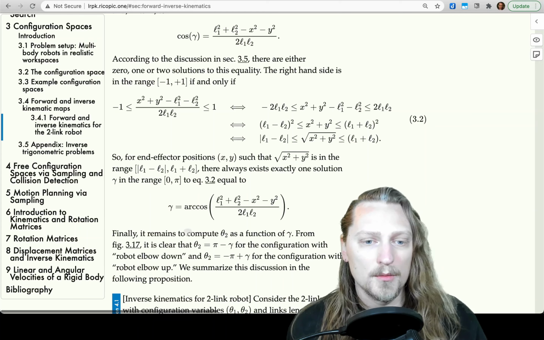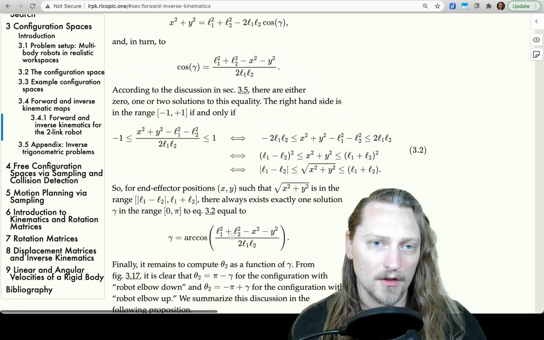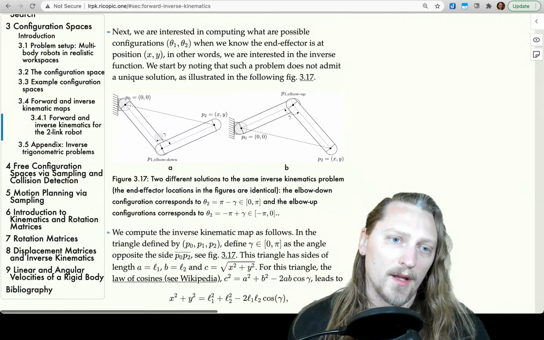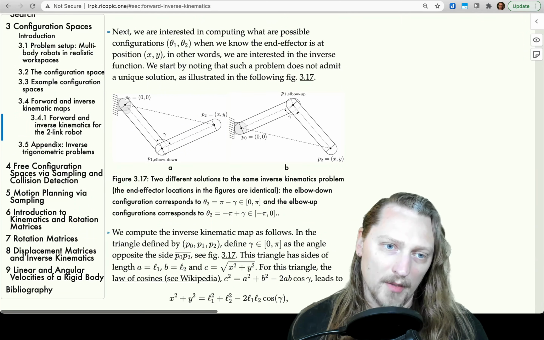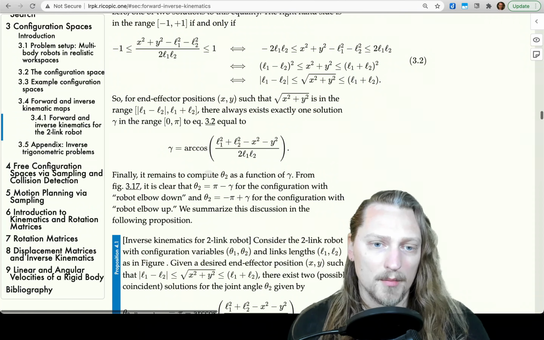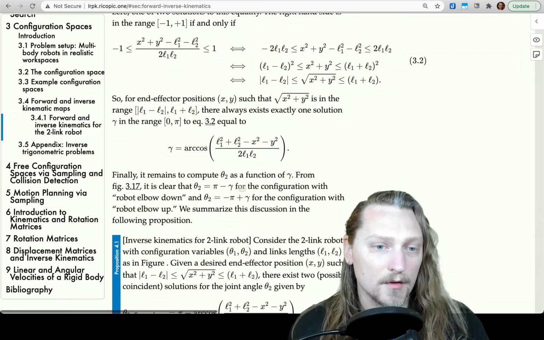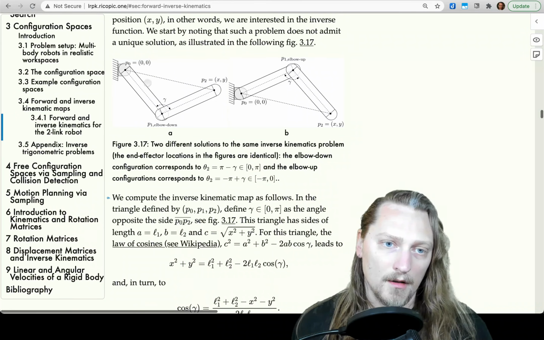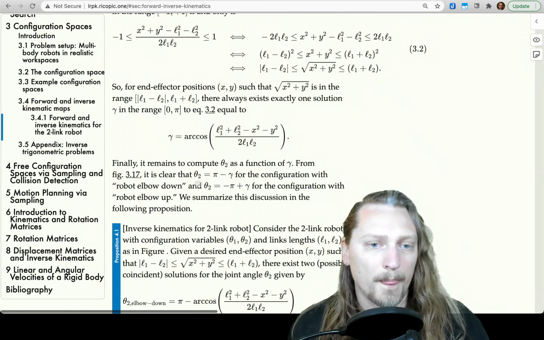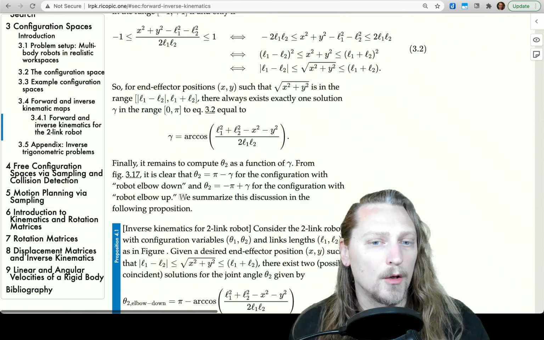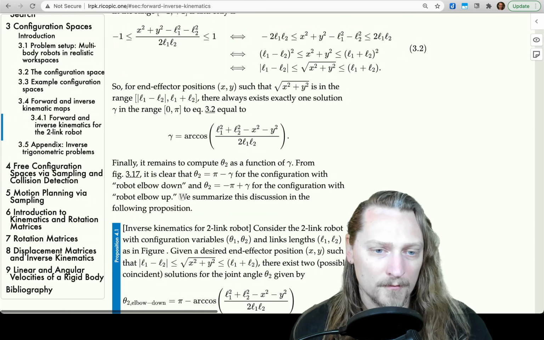Finally, it remains to compute theta 2 as a function of gamma. So going back up here, we see that gamma is this interior angle, and we have the angle of this being theta 1 and the angle of the second link being theta 2. So theta 2 remains to be computed. From the figure, it is clear that theta 2 is equal to pi minus gamma for the configuration with robot elbow down, which is the left-hand figure, the A figure, and theta 2 is equal to negative pi plus gamma for the configuration with robot elbow up. We summarize the discussion in the following proposition.